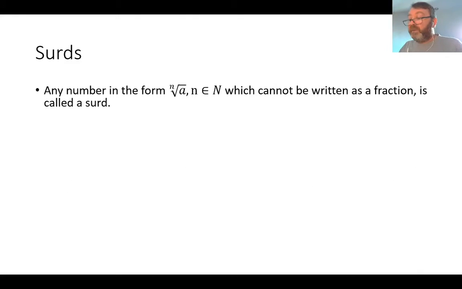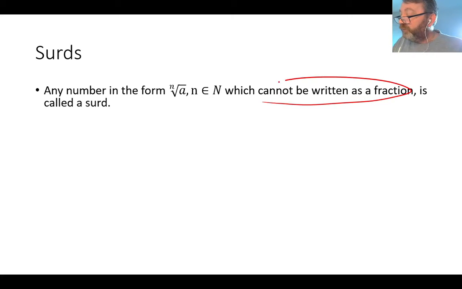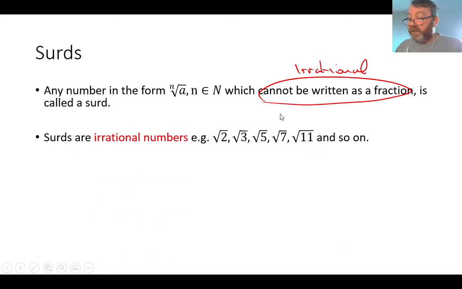Any number in the form of the nth root of a, which cannot be written as a fraction, is called a surd. Now any number, full stop, that cannot be written as a fraction is irrational. Okay, just keep that in mind. We've met those already before. So that's an irrational. Surds are, as we said, irrational numbers. Root 2, root 3, root 5, root 7, root 11 and so on.